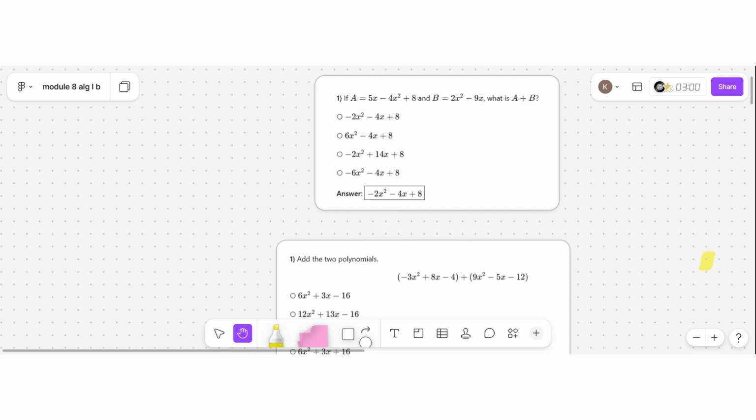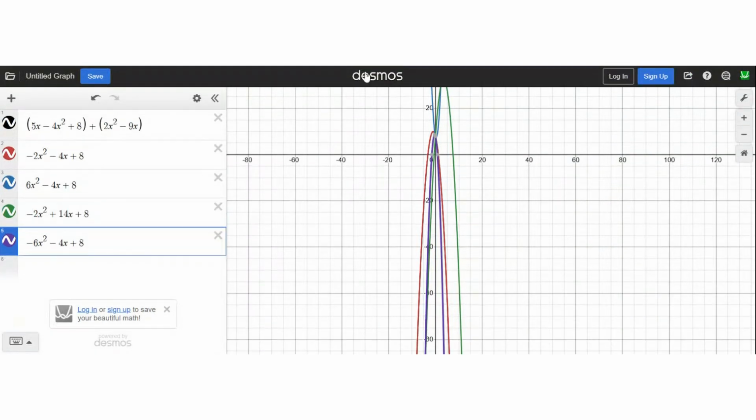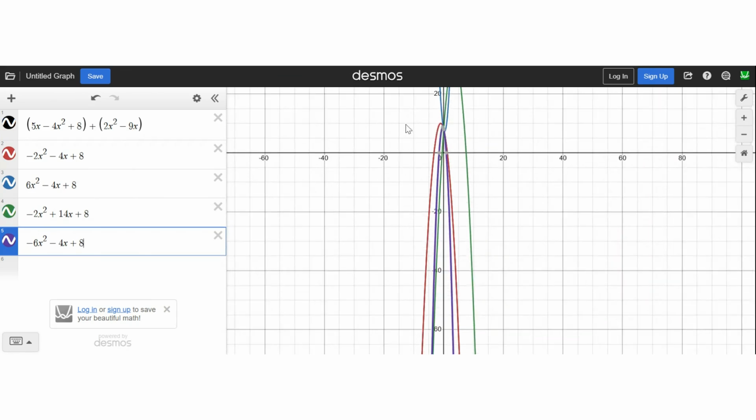Let's look at the first problem. If A equals 5x minus 4x squared plus 8, and b equals 2x squared minus 9x, what is a plus b? So I'm going to go ahead and share my tab. You see I typed that in. And then what I did is I went ahead and typed each of the four possible answers and look at my graph. You'll see a bunch of lines.